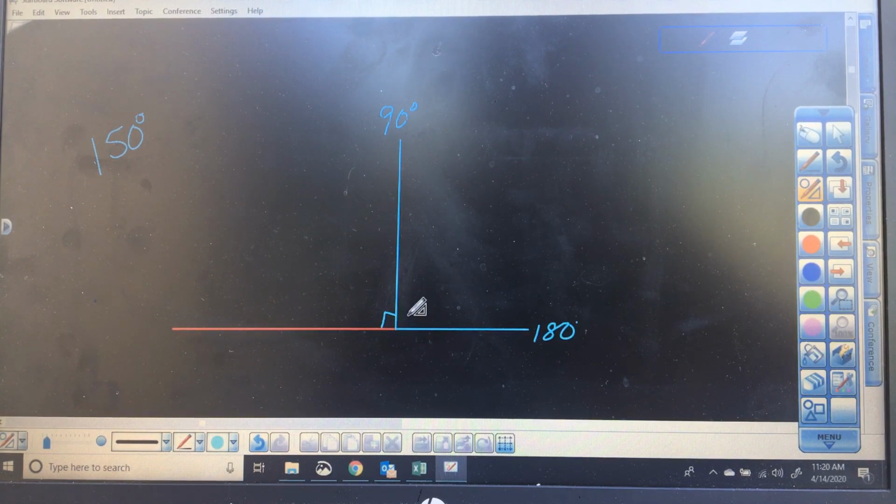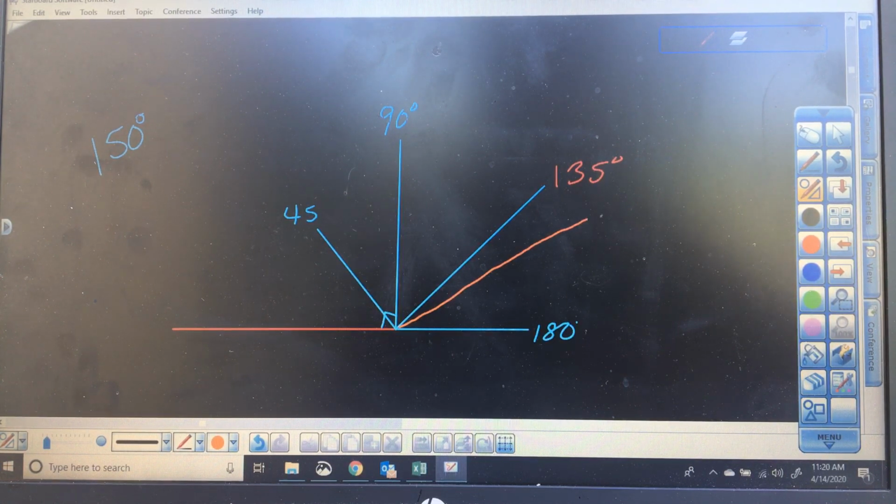Now, if I cut this in half, right? Between 0 to 90, halfway is 45. But halfway from 90 to 180 is 135. But I want to get to 150. So again, being very specific, I know I'm more than 135, but I'm not quite at 180. I'm going to go at about right here.